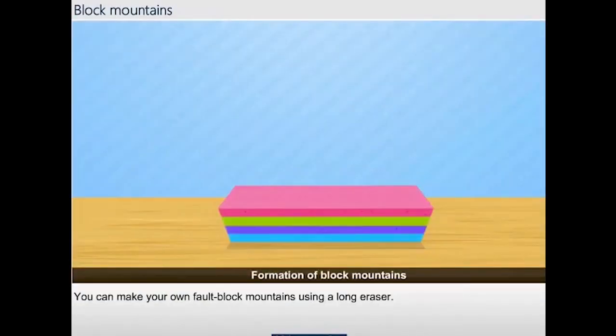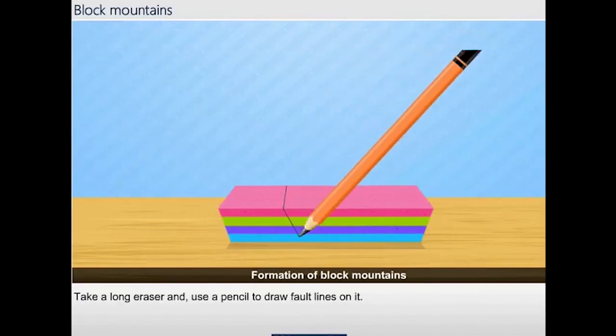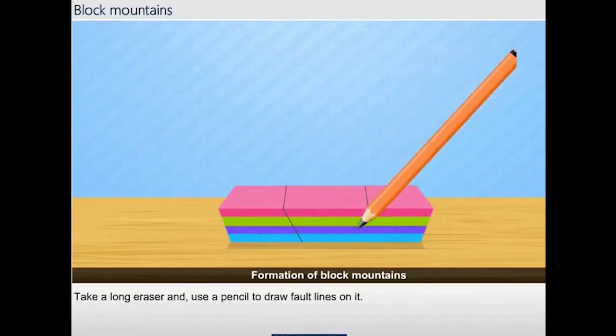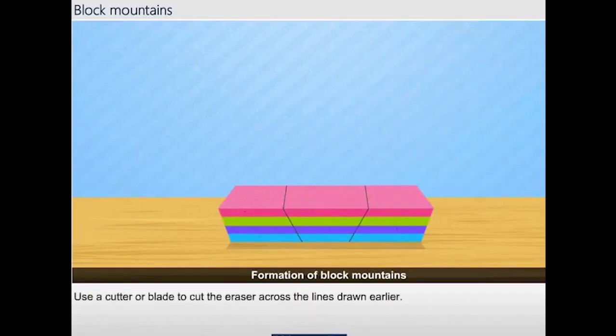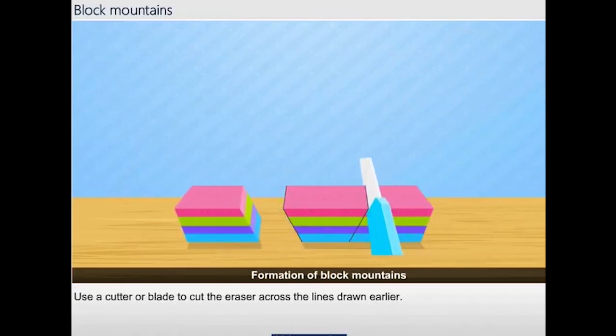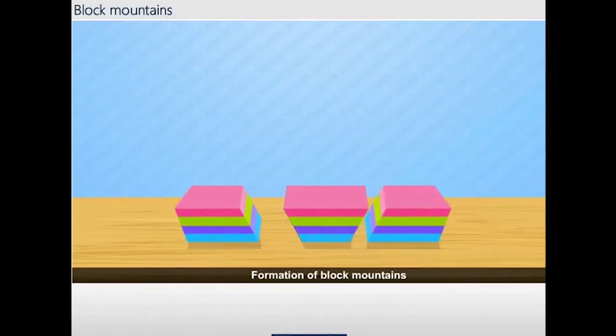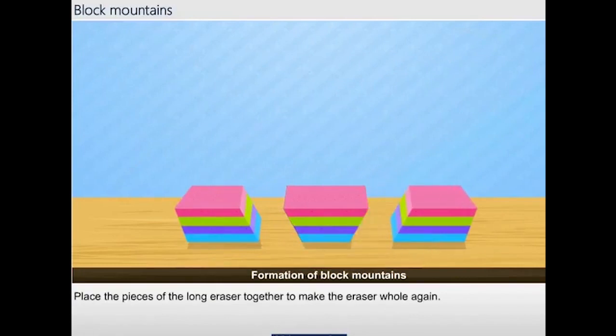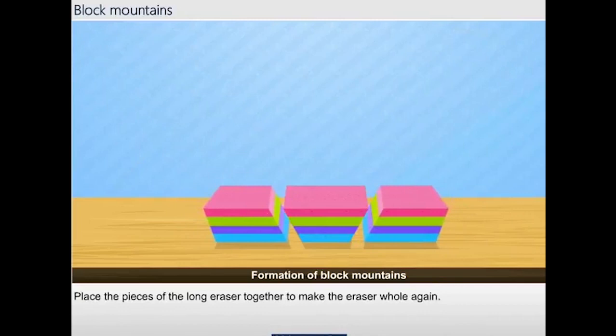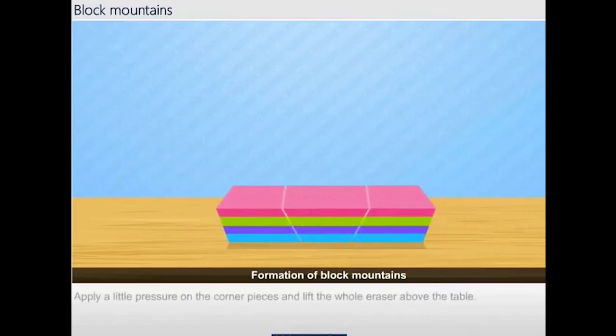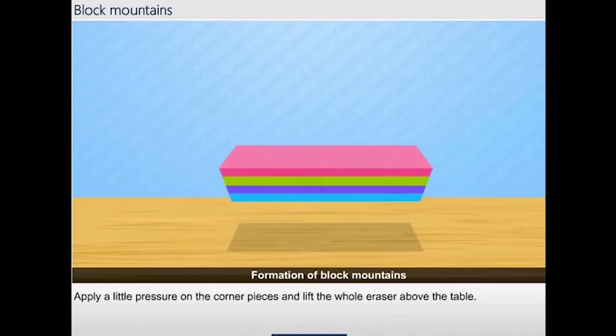You can make your own fault block mountains using a long eraser. Take a long eraser and use a pencil to draw fault lines on it. Use a cutter or blade to cut the eraser across the lines drawn earlier. Place the pieces of the long eraser together to make the eraser whole again. Apply a little pressure on the corner pieces and lift the whole eraser above the table.